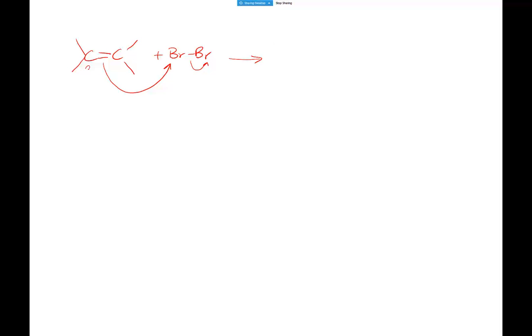Now I could say, well, I've got carbons A and B. Should I add the bromine to carbon A and make B a carbocation? Should I add the bromine to carbon B and make A a carbocation? And the answer is, it's going to add to both carbons at the same time. Now, hydrogen is small. Hydrogen has to choose a carbon to add to. But bromine is huge. And so what bromine can do is actually sit in between the two carbons.